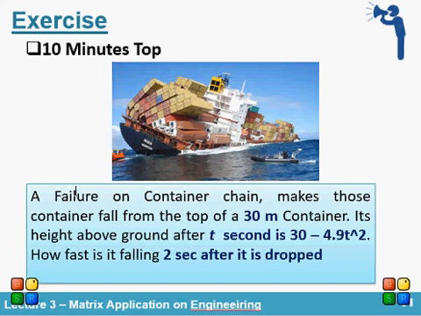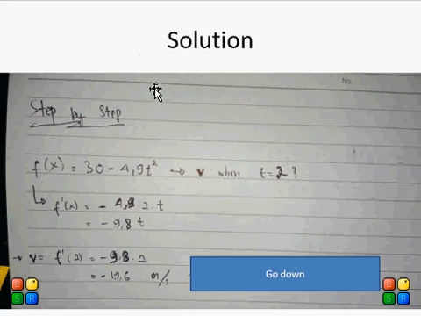So this is the second exercise. A failure on a container chain makes a container fall from the top of a 30-meter building. Its height above ground after t seconds is 30 minus 4.9 times t squared. How fast is it falling 2 seconds after it's dropped? So this is the solution.